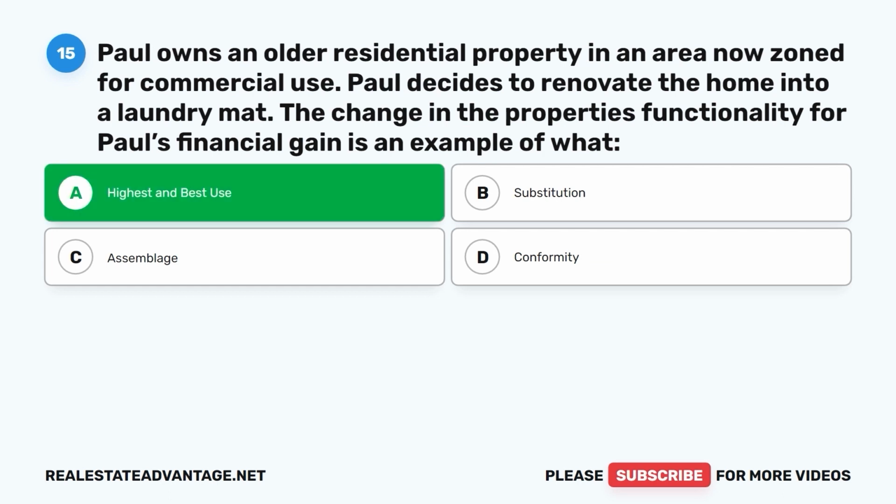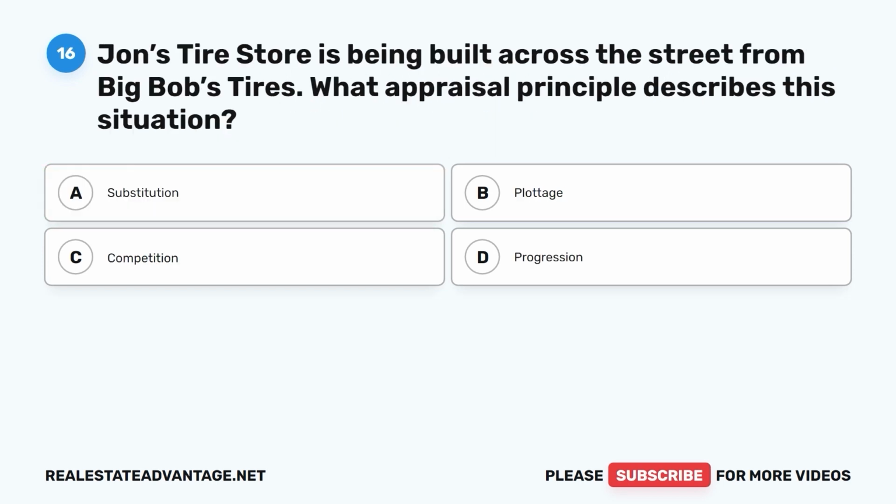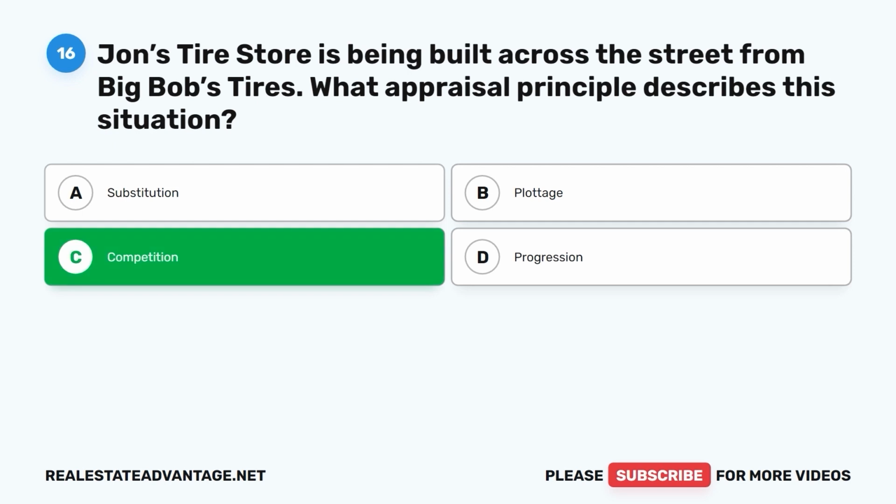Highest and best use. The transition of the residential property to an income-producing business is an example of the property being put to its highest and best use. Question 16. John's tire store is being built across the street from Big Bob's Tires. What appraisal principle describes this situation? A. Substitution. B. Plottage. C. Competition. D. Progression. The correct answer is C.